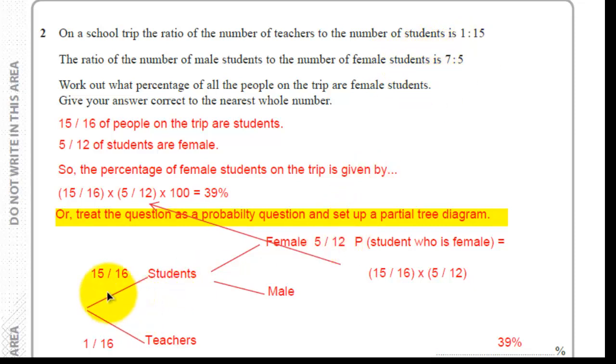So if I was going to pick a person at random on this trip and I wanted a female student, I'd have to come along this branch because I would want a student and someone that's female. Now you should know with tree diagrams you have to multiply the probabilities together. So on your calculator do 15 over 16 times 5 over 12. Then we will times it by 100 because the question asks us to give it as a percentage, and it is 39% to the nearest whole number.